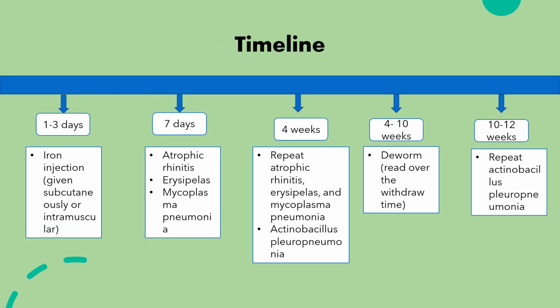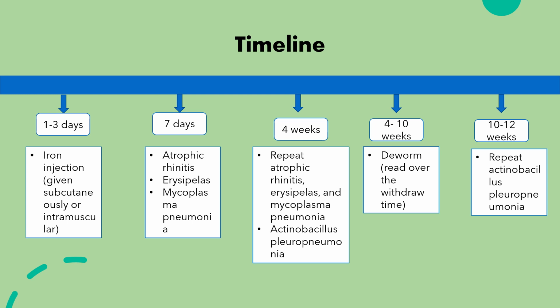So here we have a timeline of important times that piglets need to receive vaccines, injections, and other things that they would need before they are slaughtered. Typically, swine will be slaughtered between 6 to 7 months, and they'll typically weigh about 250 to 300 pounds. For the first few days of a piglet's life, between 1 to 3 days, we will give an iron injection, and this can be given subcutaneously or intramuscularly. This can also be given orally.